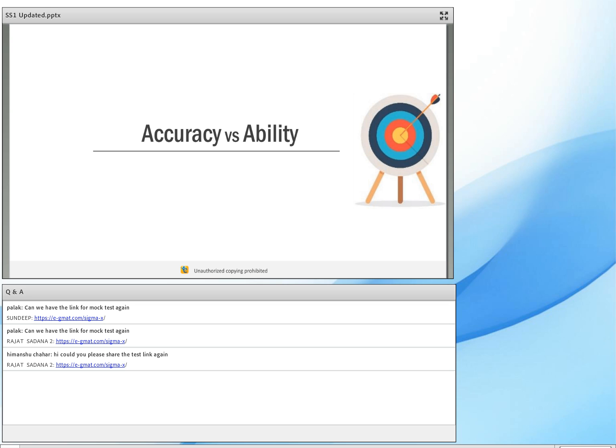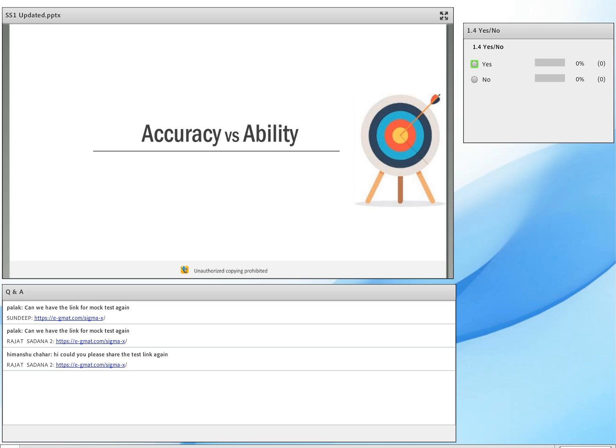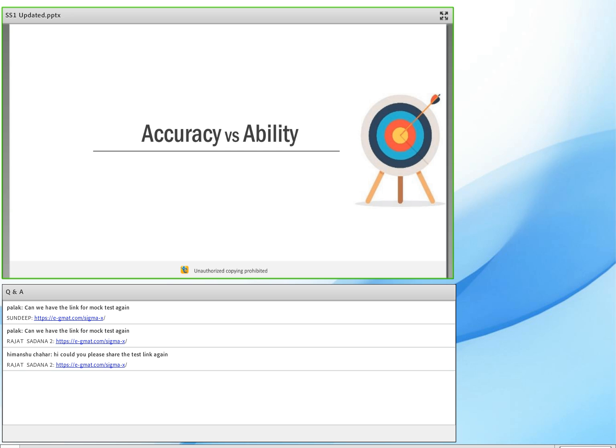We should talk about ability versus accuracy. Now, let's get this yes/no question here. How many of you are aware that the GMAT is a computer adaptive test? Pretty much all of you should be. Good, 99% of you are aware.